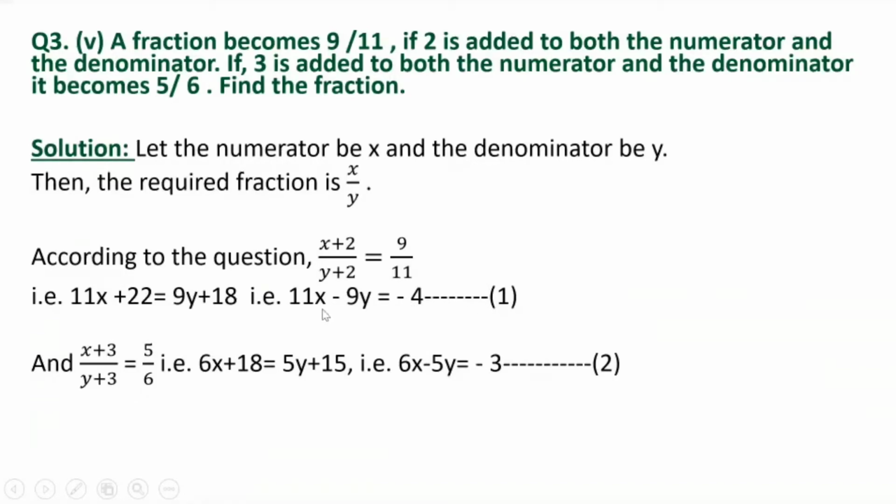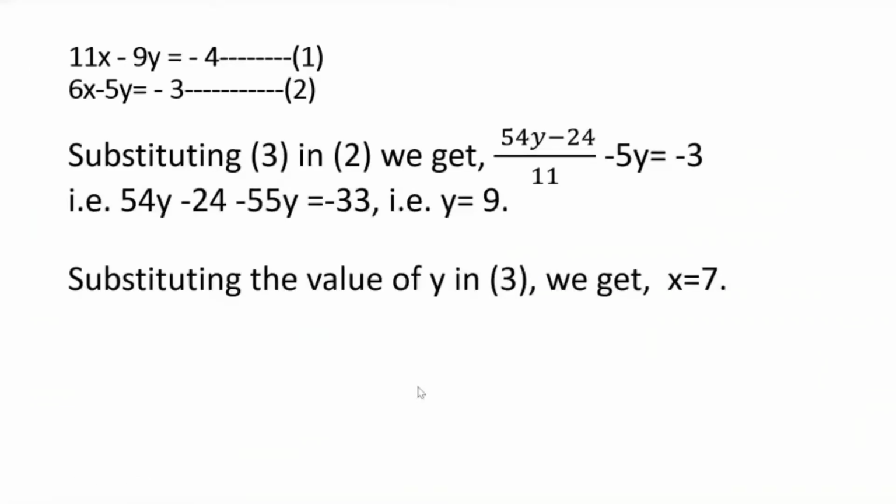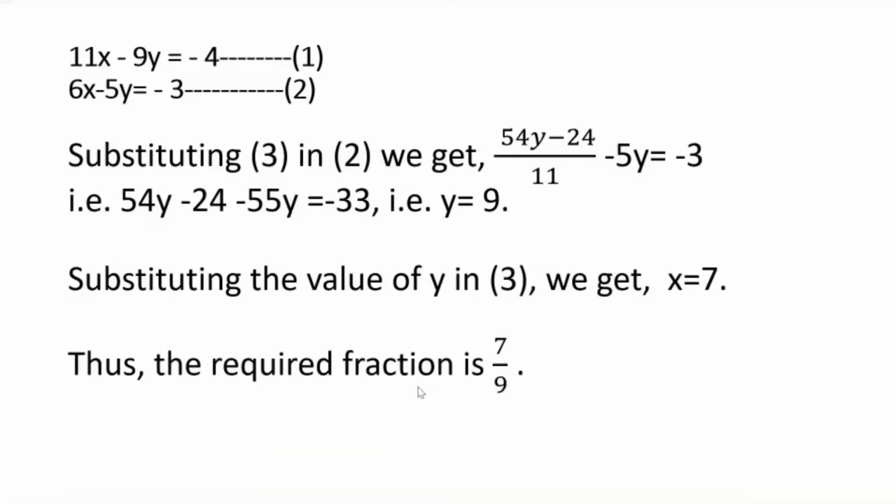I will take out the value of one variable in terms of the other, substitute in the second equation, get the answer for that variable, then I'll find out the value for the first variable. So I'll be getting the answer as x will come out to be 7 and y will come out to be 9. So again, the question is not over. Remember that the answer statement is a must. They've asked me the fraction, so the answer should also be in terms of the fraction. So we'll write the final statement as thus the required fraction is 7 upon 9.